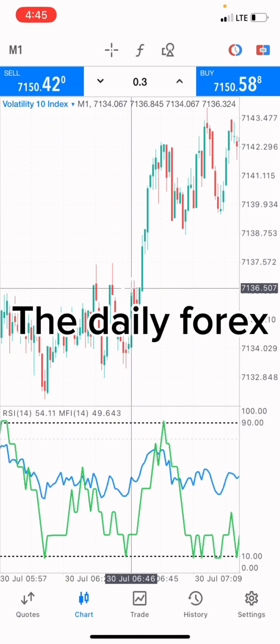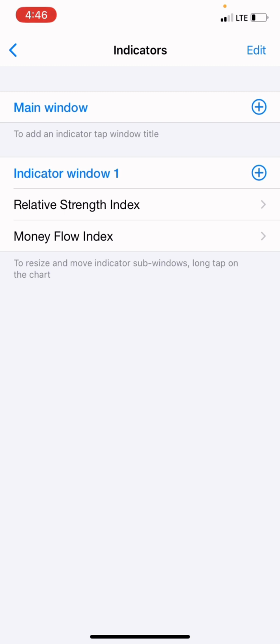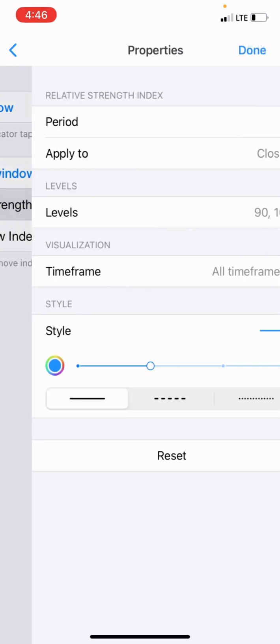So in this video I'm going to show you a strategy for volatility 10 index using price action strategy. Okay, I'm going to be using two indicators for this strategy, which are the Money Flow Index, the MFI, and the RSI, the Relative Strength Index. So I'm going to show you the settings real quick.